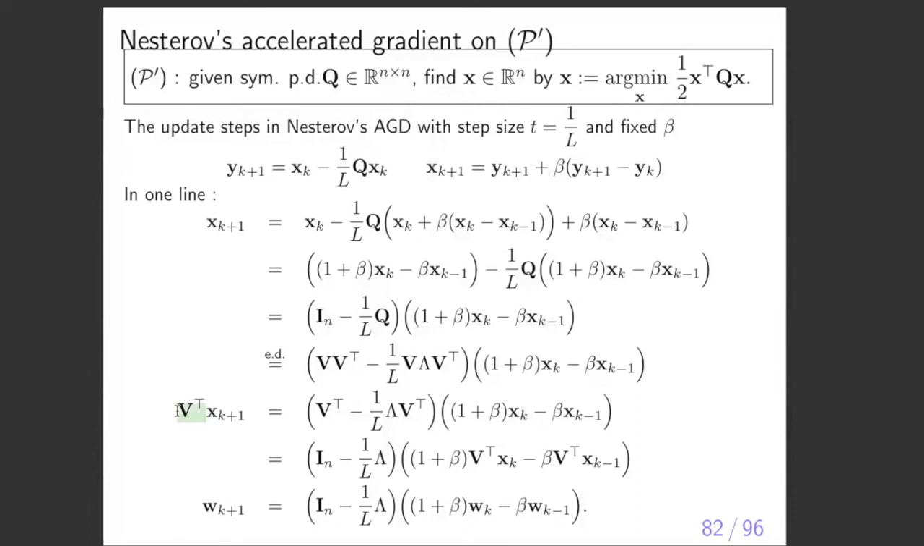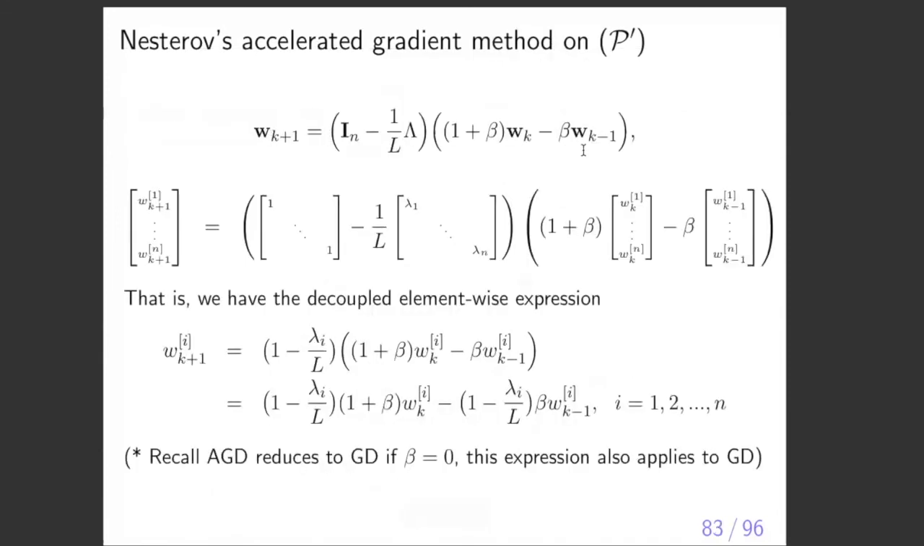The meaning of the eigen decomposition is actually to rotate the X such that they decouple. Because I have this equation, and since this is a diagonal matrix, it looks like this, and this is also a diagonal matrix, it's just 1. So basically it means the first component is equal to 1 minus 1 over L times lambda 1, multiplied by the first component, plus this times the first component. The first component is independent of the other components. So basically I decouple them into this element-wise expression.